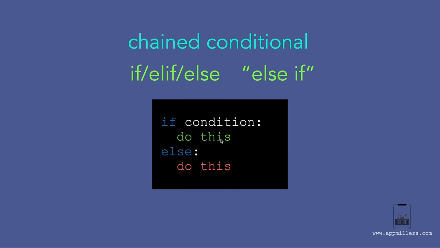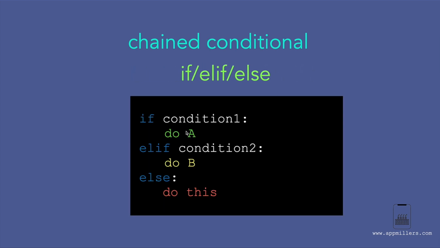So with chain conditional, our conditions will be like this. First we check condition 1, then we do A. If condition 1 is not met, we continue to check condition 2. If condition 2 is met, we do B, otherwise we do the else statement. As I mentioned, we can add as many elif conditions as we want. But you need to take into account that if you have an else statement, you have to put it at the end. You can skip the else statement, or you can add it at the end. The else statement means that if none of these conditions were true, we do this final thing.